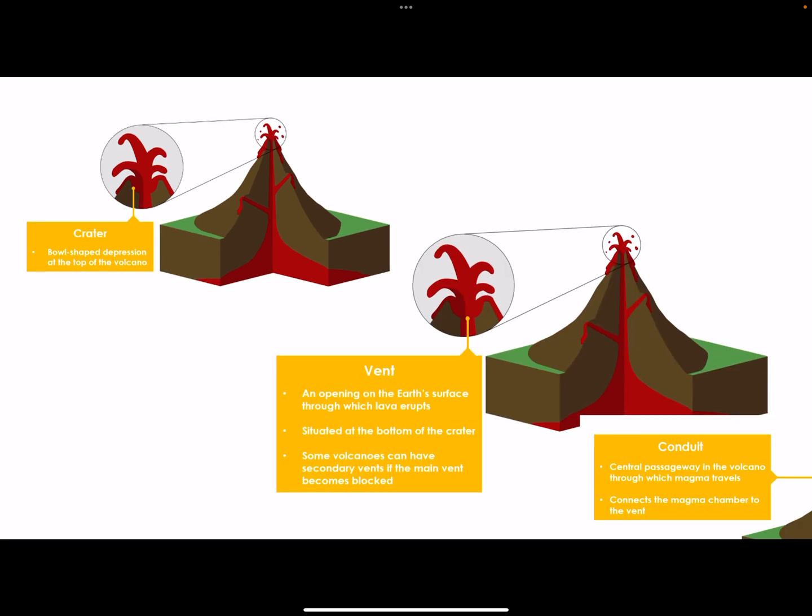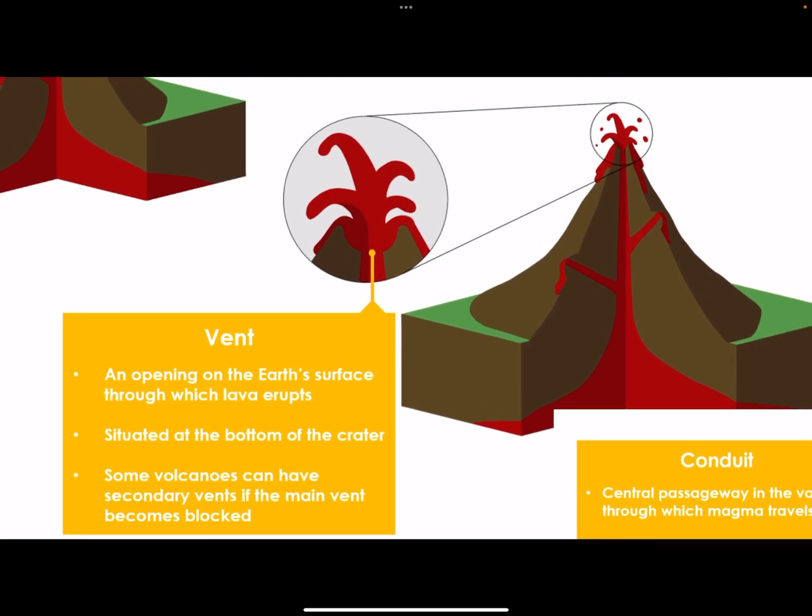Okay, vent. What is the vent? Vent is the opening where the lava flows out at the top. At the crater area, at the bottom of the crater where it connects into the conduit or the pipe, this area here is called the vent.